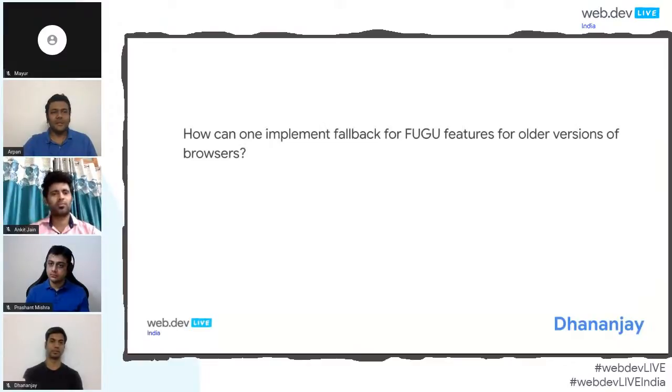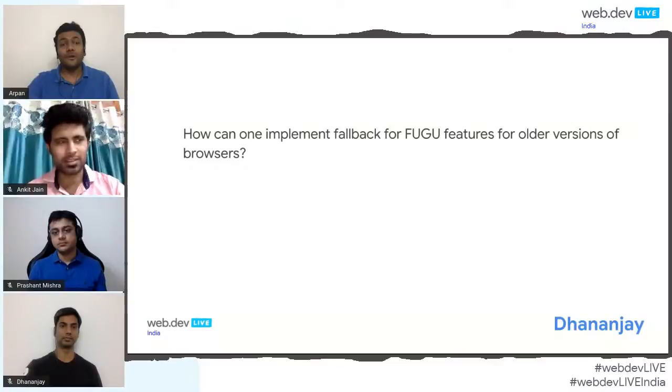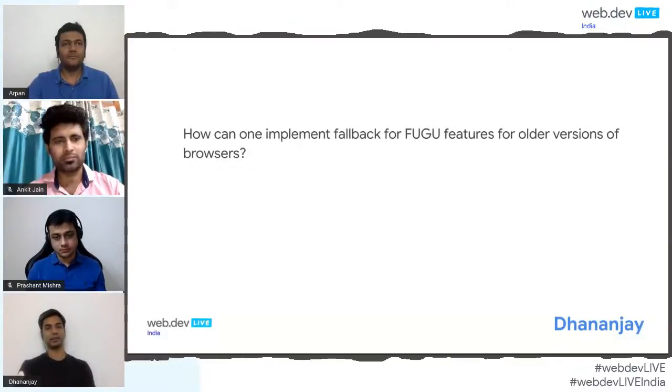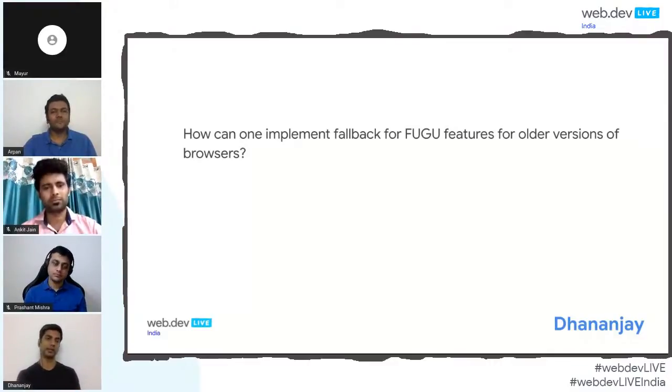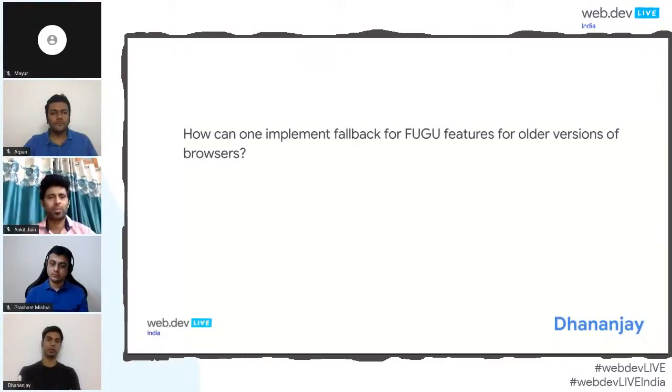This one goes to Dhananjay. How can one implement fallback for Fugu features for older versions of browsers? Yeah, okay. I think it's a very interesting question, and it goes without saying: whenever we are implementing a feature which is maybe not supported for a wide set of browsers and devices, it's always a good practice to have a fallback. So generally, what we do at our end is go for a feature detection, right?